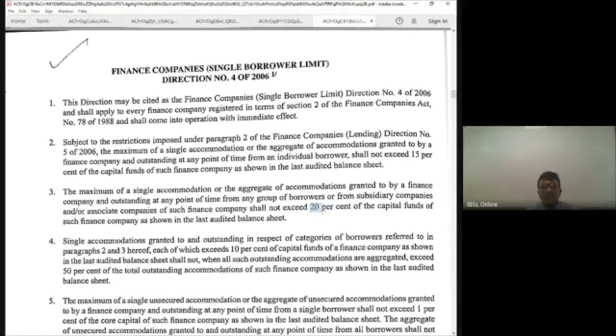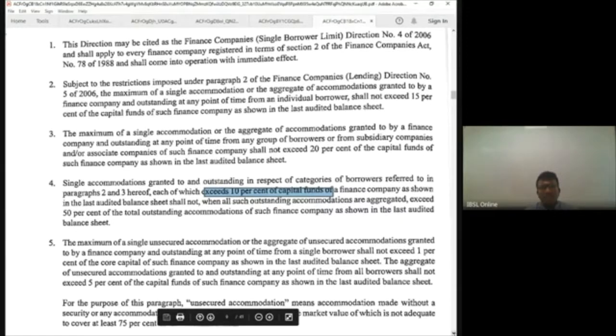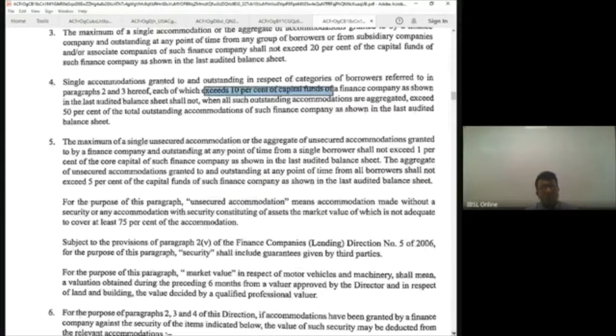That's why you have a single borrower limit, a maximum ceiling on giving away loans. Single accommodations granted and outstanding in respect of categories of borrowers referred to in paragraphs 2 and 3 hereof, each of which exceeds 10% of capital funds of the finance company. Okay, right. So you are putting upper ceilings. You can give loans to your subsidiaries, associates, or any other party, but there is a limit. The maximum of a single unsecured accommodation.